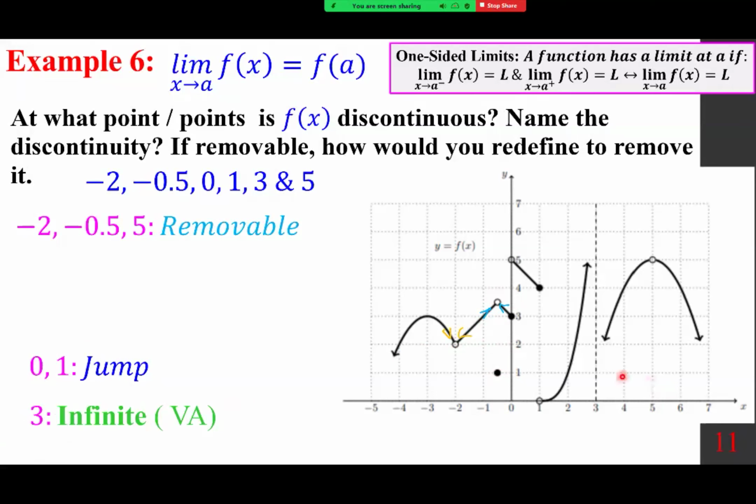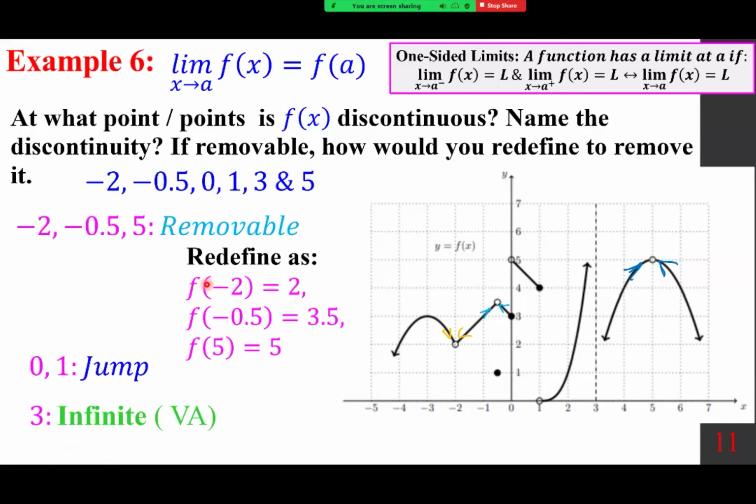Look at number 5. We're going this way from the left, we're going this way from the right, and we are moving towards this hole. It's undefined. So at 5, if we define it as 5, it fixes the problem. So f of -2, we define it as 2. F of -0.5, we define it as 3.5. And f of 5, we define it as 5. It fixes the problem. That's why they are called removable discontinuities.